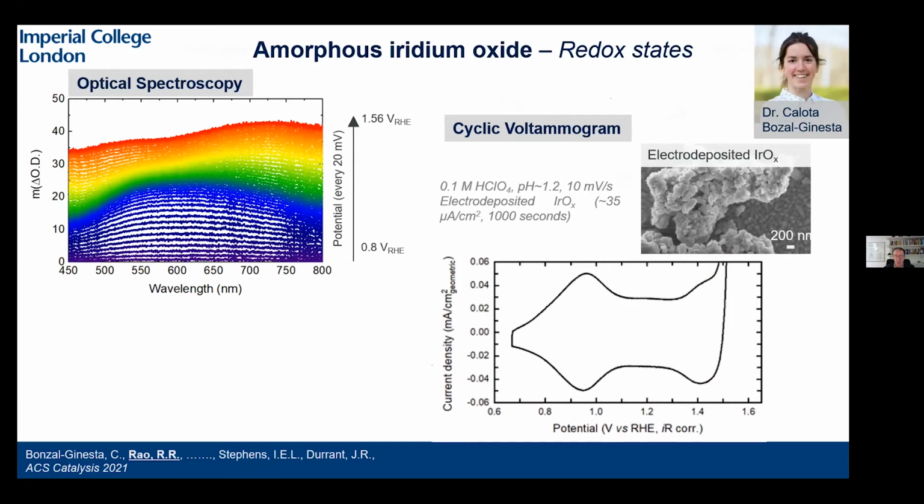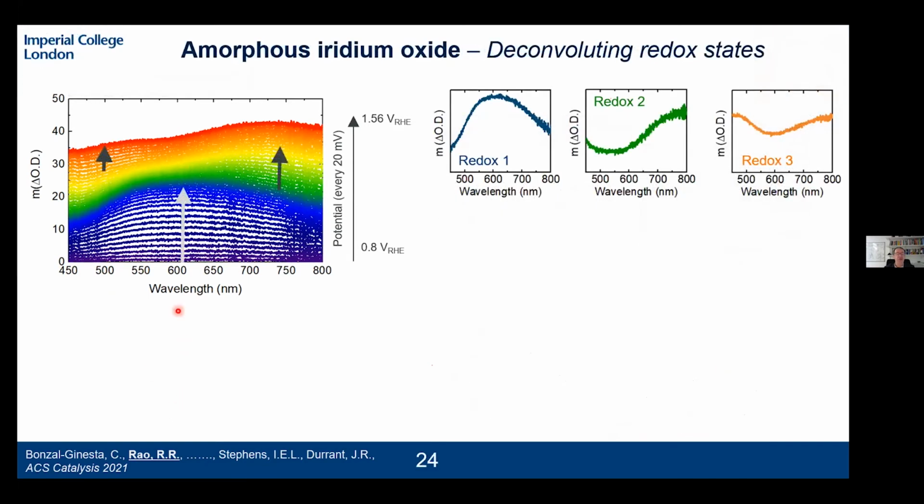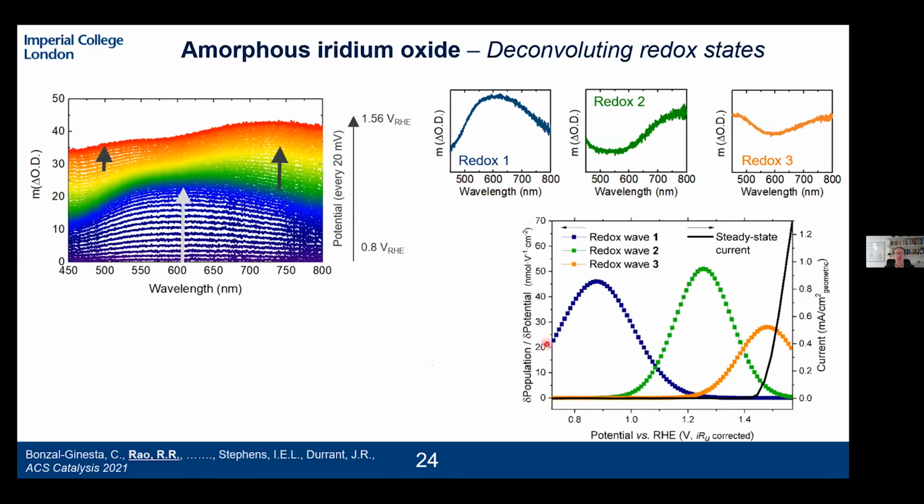We can analyze these different waves of optical signal, and you can see here a deconvolution of this overall optical absorbance into 3 distinct redox waves which have different optical fingerprints. We can then map out the potential dependence of each of those redox waves, and you can see the potential dependencies of these redox waves down the bottom here. This is the first, second, and third, and they all happen at different potentials.